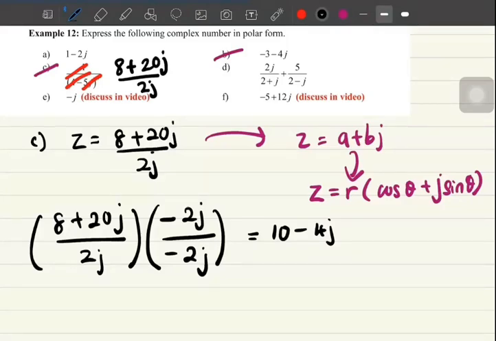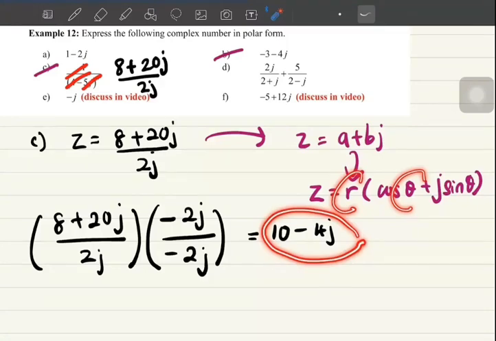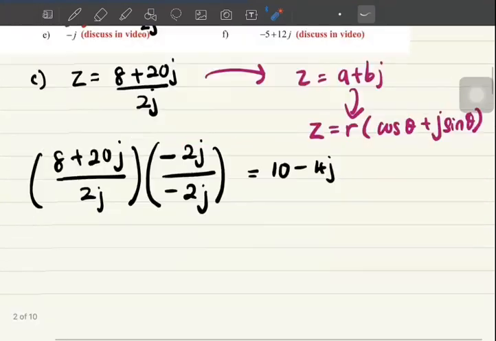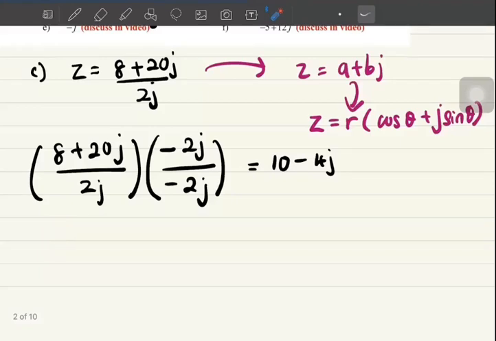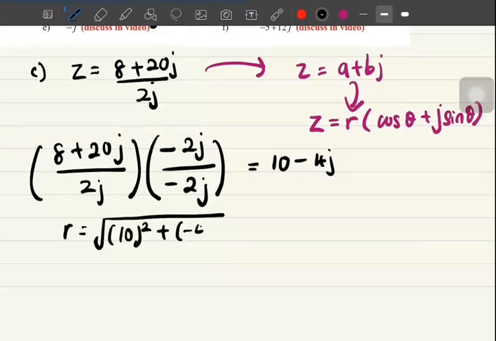Next, for the polar form, what you need is the modulus and the argument. So you need to find r and theta for this one. The modulus r of this complex number is the square root of 10 squared plus negative 4 squared. You will get the square root of 116. You do not need to convert it into a decimal, so leave it in square root form. Next, you want to find the argument of the complex number.